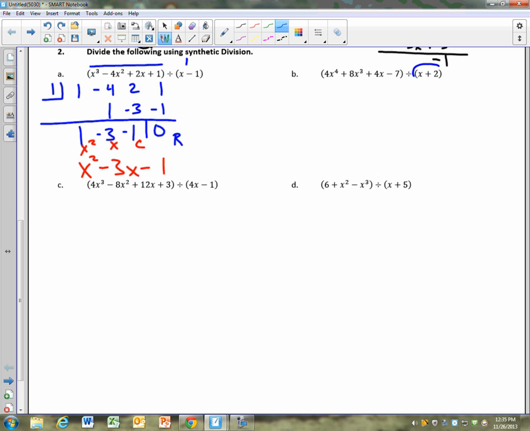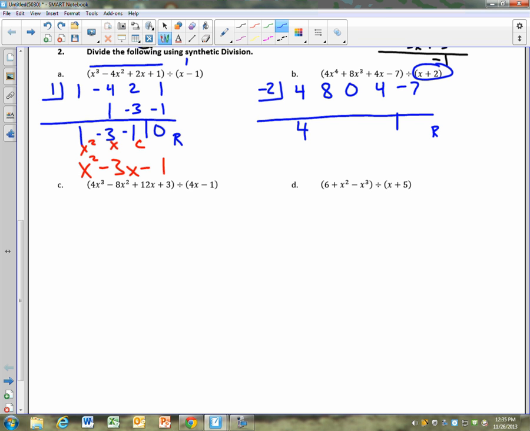What number gives you 0 right here? -2. That goes in the box. List off your coefficients. 4, 8, then what? 0, or -7. I don't have an x squared, so I have to insert my 0. Draw my line. Box. That's my remainder. Drop down the 4. That's how you always start.